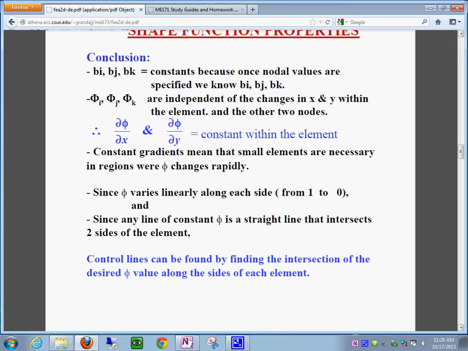In other words, what I'm saying is that each gradient, each curve that has a certain temperature or certain phi, which could also be stress, will actually produce some boundary by creating the intersection of two points on each finite element.